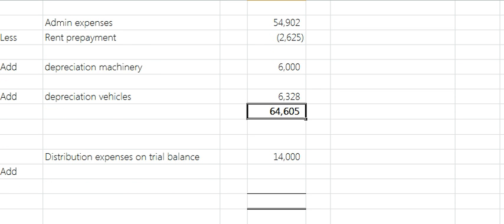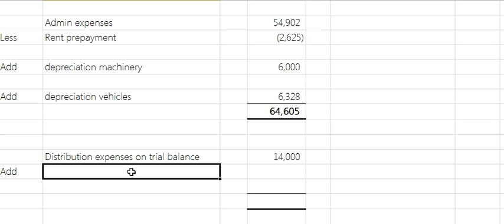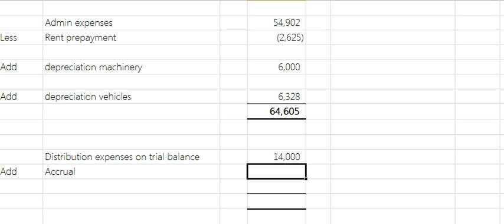Do the same for distribution. On the trial balance you've got the 14,000, but remember we had an accrual, so you need to add that in. 1798. The total is 15798.